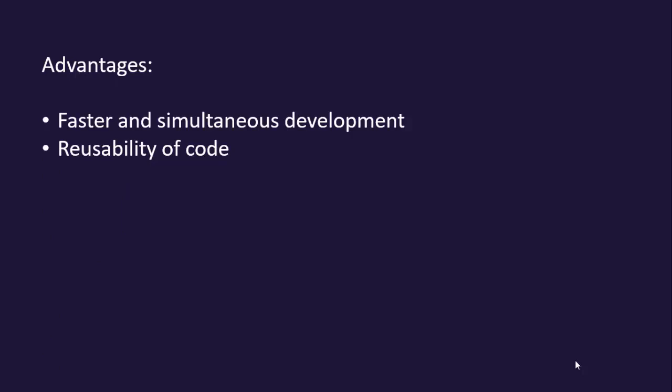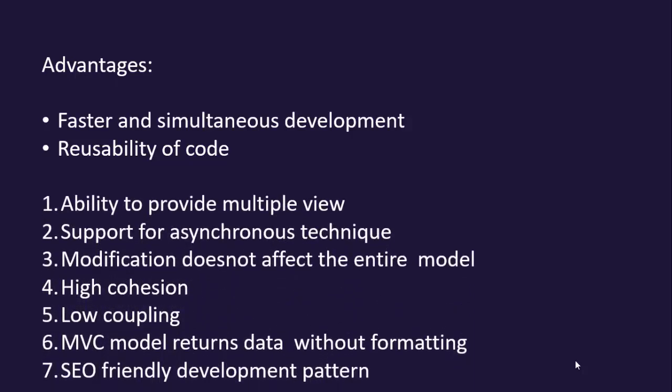Number 2. Reusability of code. By creating components that are independent of each other, developers are able to reuse components quickly and easily. Some of the other advantages are ability to provide multiple views, support for asynchronous technique, modification does not affect the entire model, high cohesion, low coupling, the MVC model returns data without formatting, and it is an SEO-friendly development pattern.